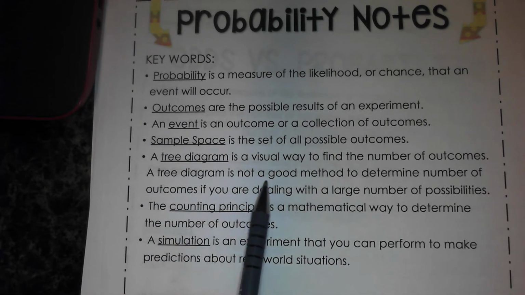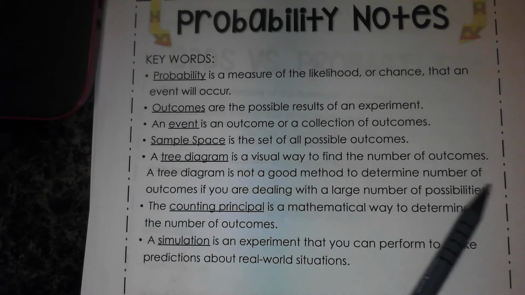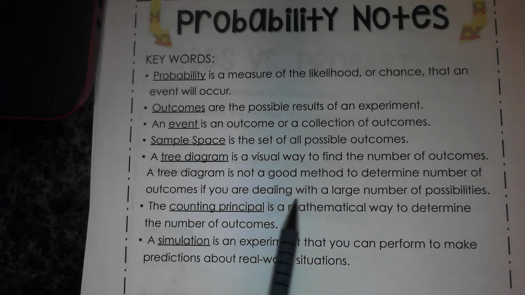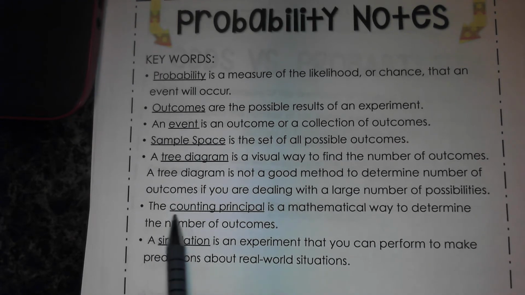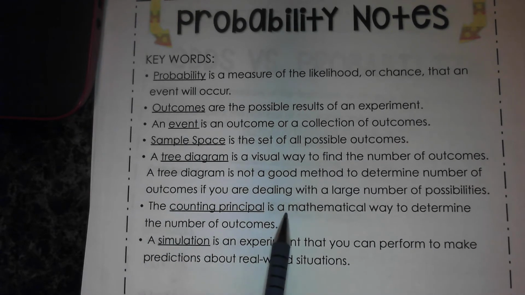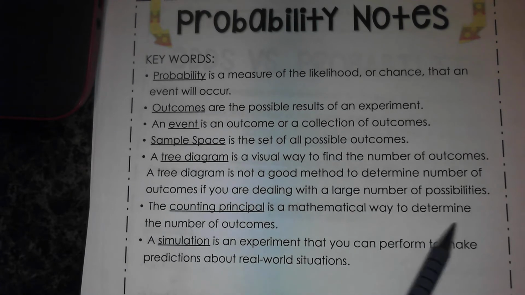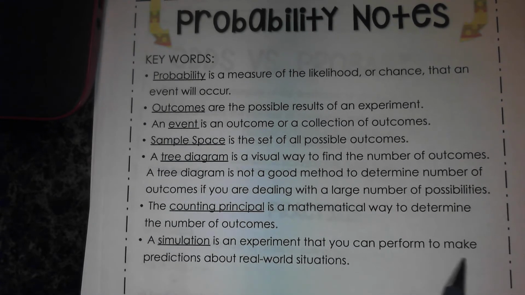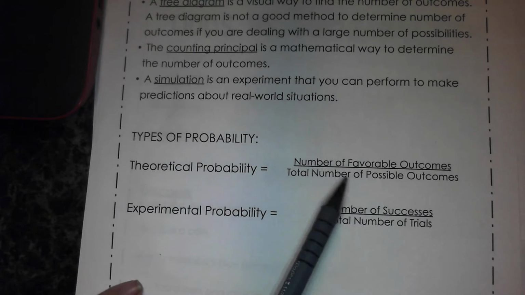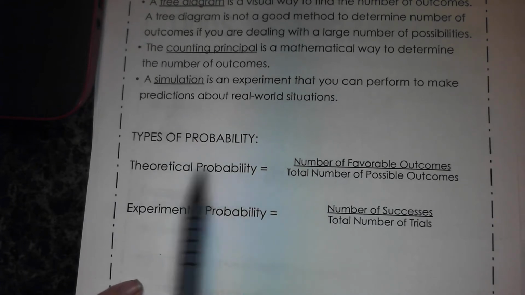A tree diagram is not a good method to determine the number of outcomes if you're dealing with a large number of possibilities. The counting principle is a mathematical way to determine the number of outcomes. And a simulation is an experiment that you can perform to make predictions about real-world situations. And we'll go over all of those throughout the course of this unit.